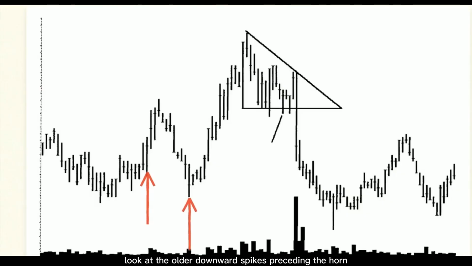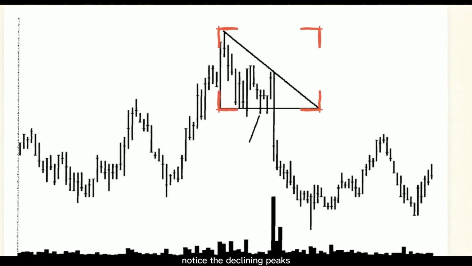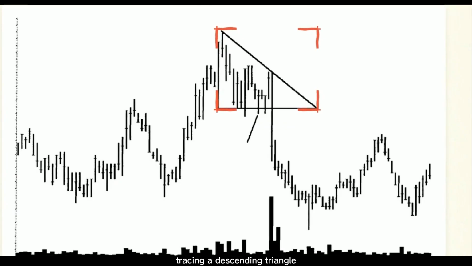Look at the older downward spikes preceding the horn. They are equally long, meaning the horn isn't unique. Notice the declining peaks tracing a descending triangle. This base-forming structure indicates lower prices are likely coming.